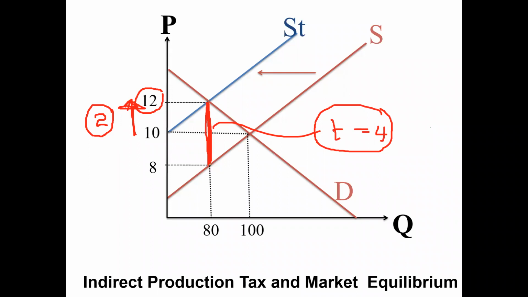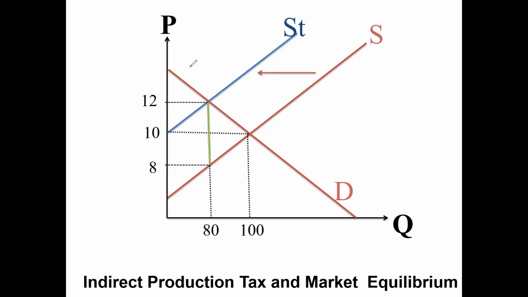You might feel, why does the producer pass only 2 rupee to the consumer? Tax is 4 rupee. Even though the tax is 4 rupee, the market price increases only by 2 rupee.